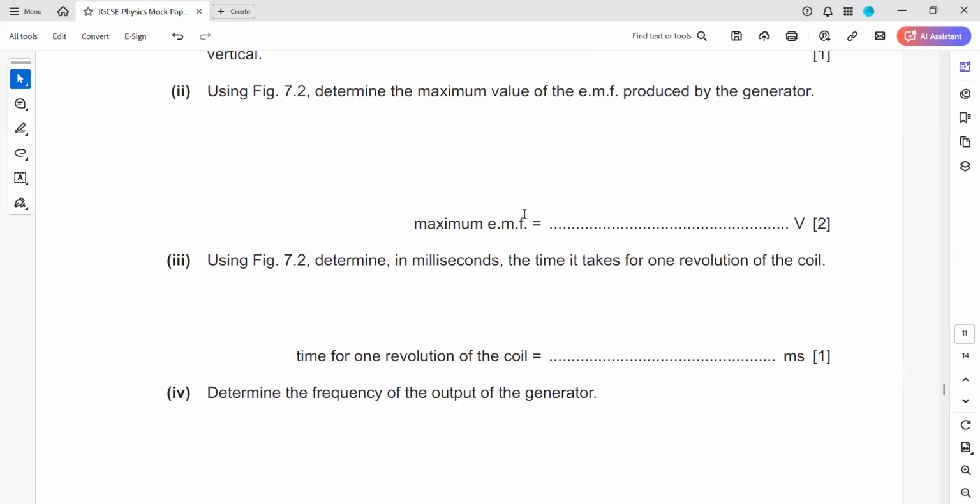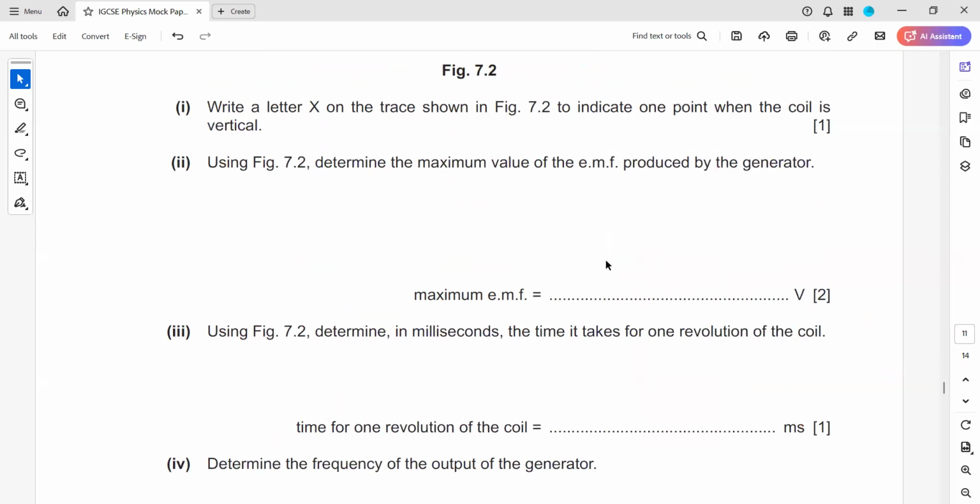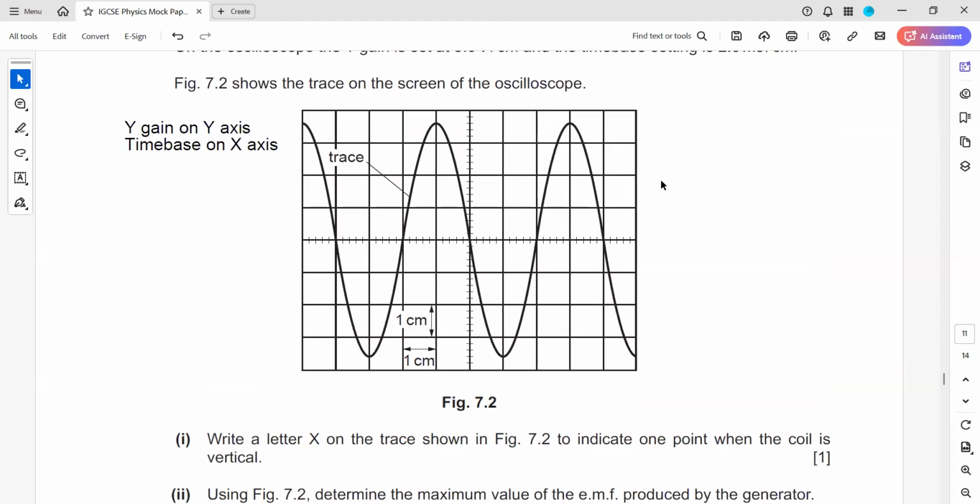On the figure, determine in milliseconds the time for one revolution. One revolution is from one crest to one trough, or one complete cycle. It's up to you. If I take this as one cycle, so how many, and what is the x-axis?